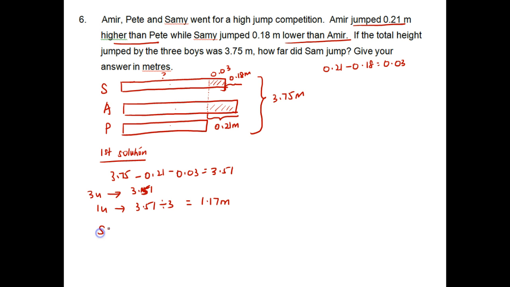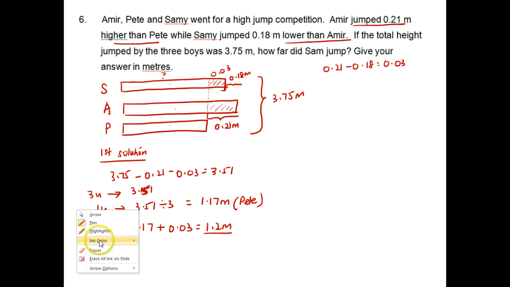Now I want to find Sammy. So this is to find Pete. Sammy would be 1.17 plus 0.03. Answer is 1.2 meter. What is alternatively?